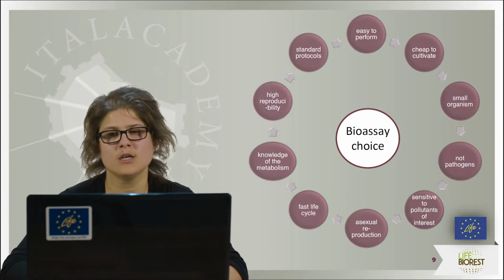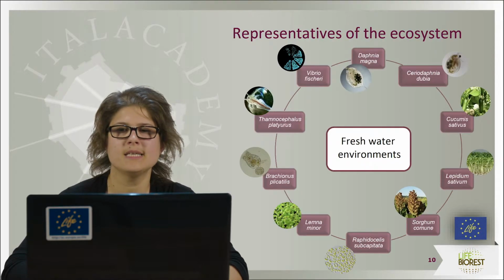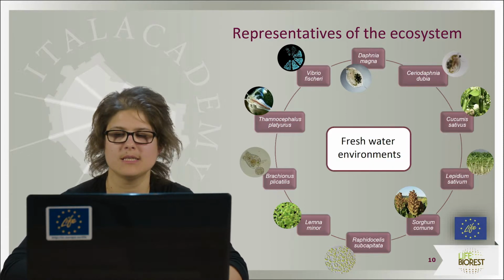The organism should have asexual reproduction and have a fast life cycle. Indeed, there should be as much information as possible about its metabolism. Besides, model organisms should be selected among the most sensitive ones to the pollutant of interest.